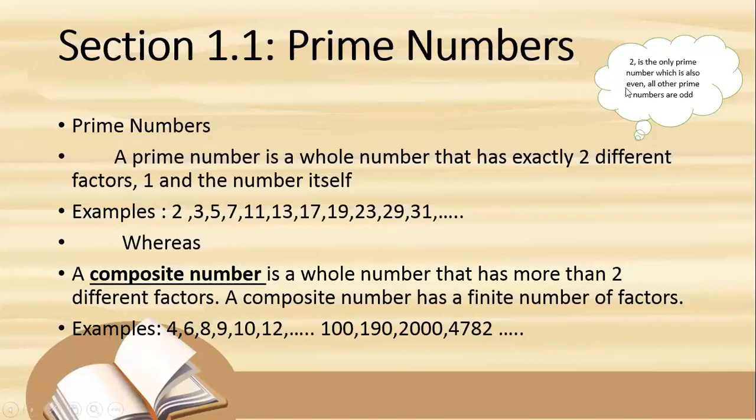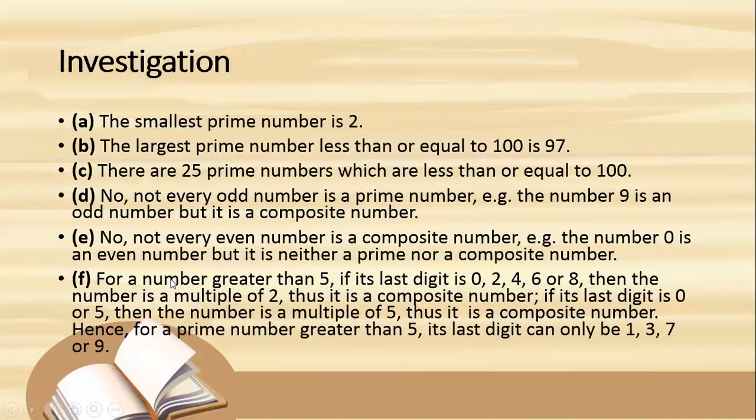Let's give an important piece of information here: the number 2 is the only prime number which is also even. All other prime numbers are odd. So you will get the idea from all these prime numbers, and you will see that there are no even numbers in the prime numbers except the number 2.